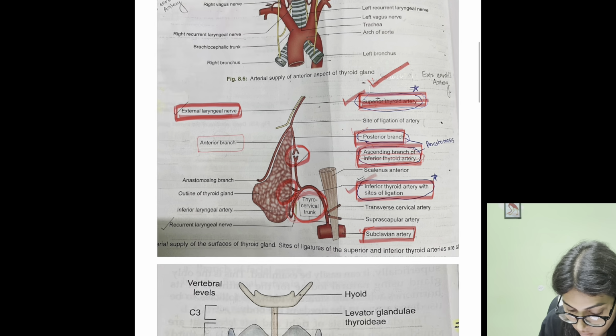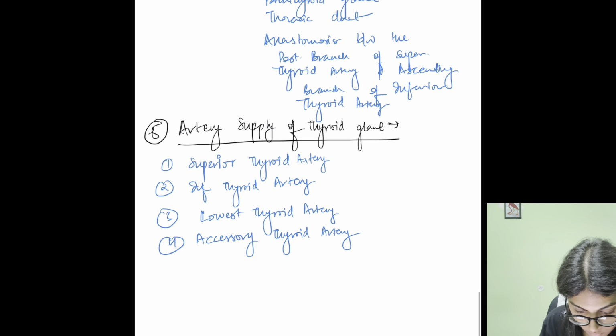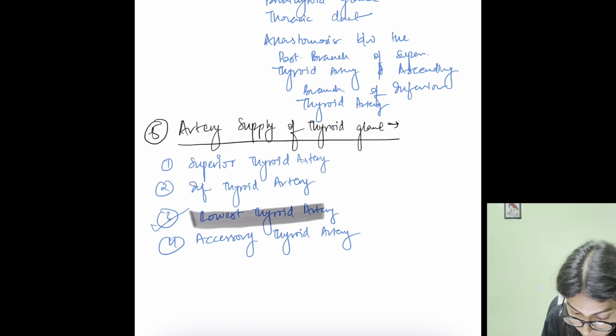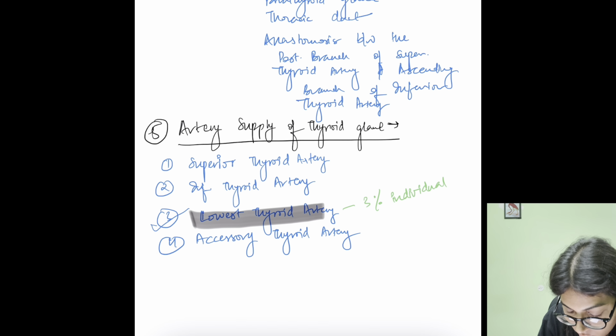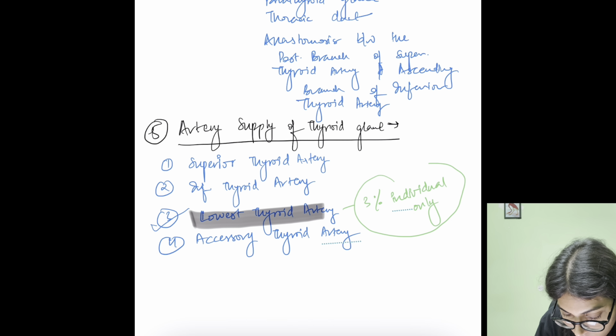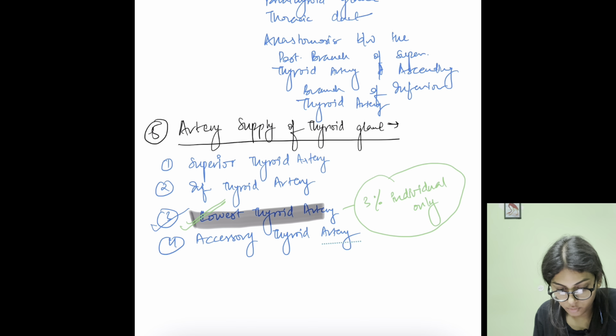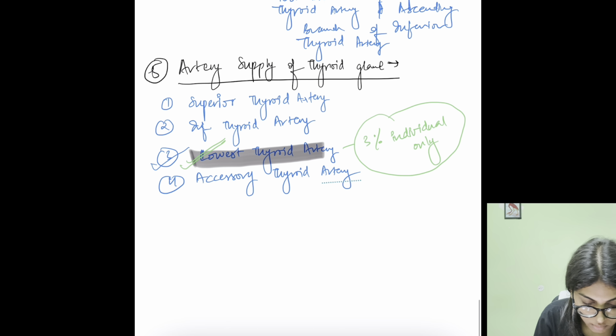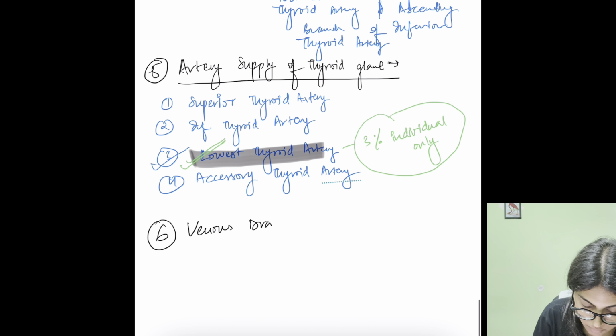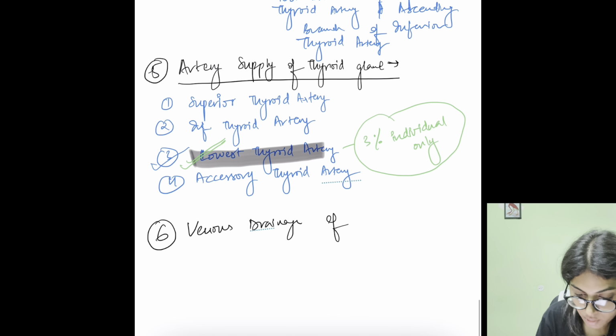Now the third artery, which is our lowest thyroid artery. It is present in 3% of the individuals. Only 3% individuals. And sixth heading, we will talk about the venous drainage of thyroid gland.